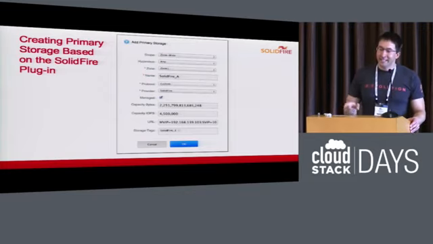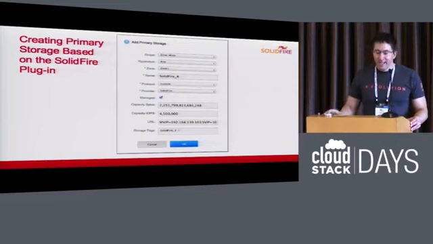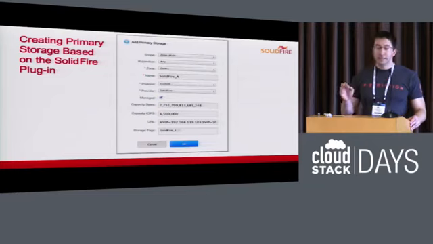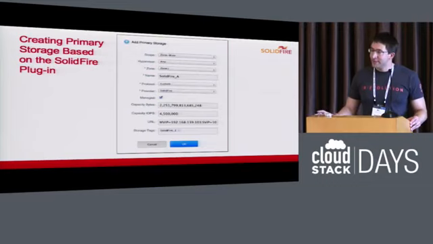But what we're saying here, to distinguish this from other types of primary storage, is that this is not a 2 petabyte volume. This is just saying that you can use up to 2 petabytes of storage from the SolidFire system to create volumes. So you may make many, many volumes until you hit that 2 petabyte limit.